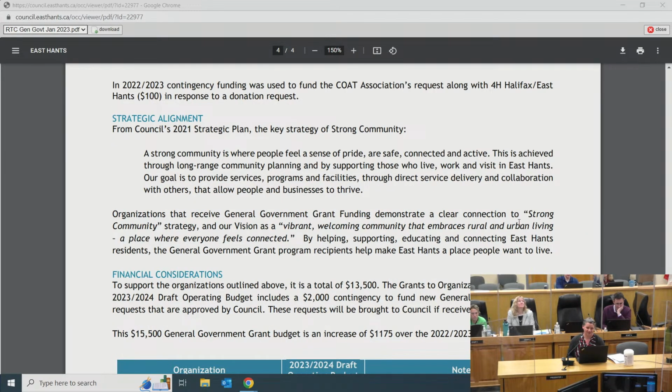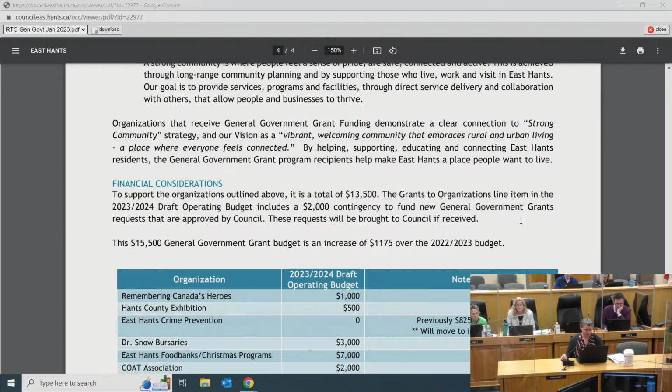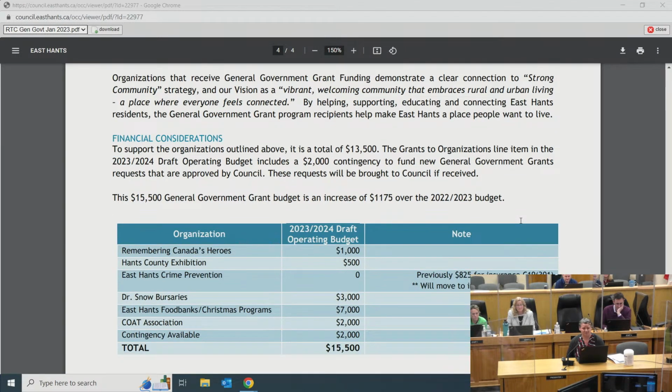The contingency funding last year was used for the Coat Association and the small grant given to the 4-H program for their donation. The strategic alignment is much the same as the community partnership with our strong community. To support the organizations as outlined above, it's $13,500.